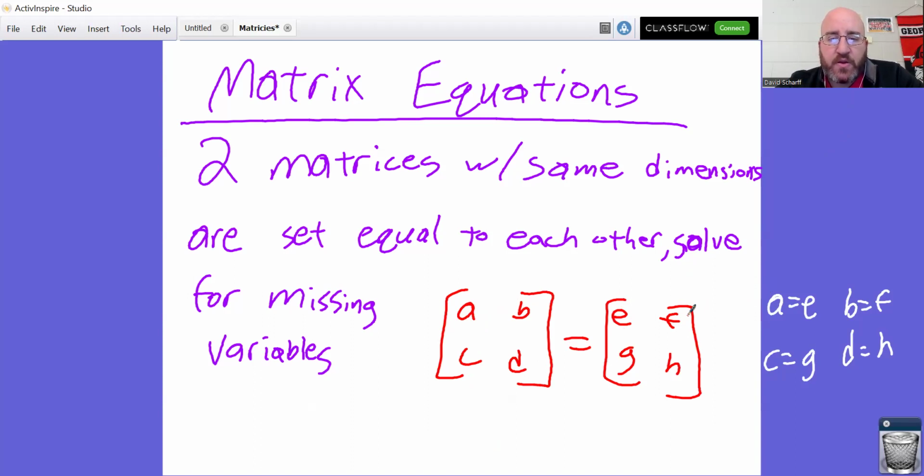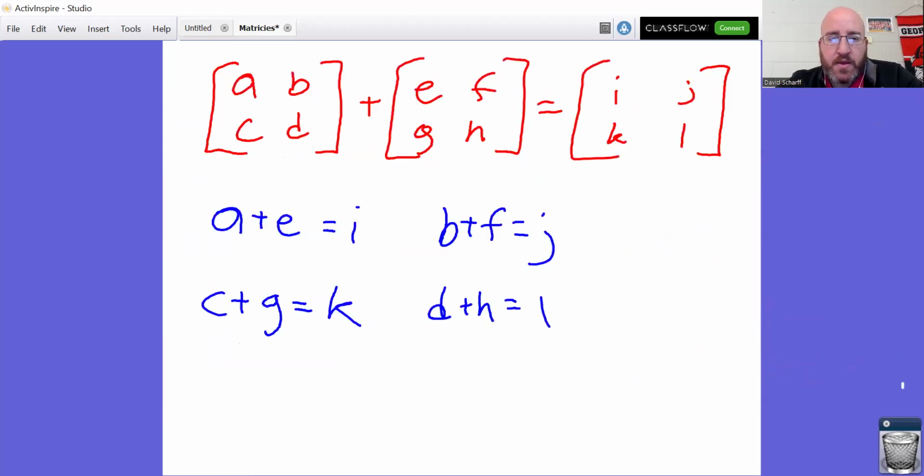Okay, so the examples I have, and I think most of the ones on your homework, you have to find A, B, C, and D. So you're actually trying to find those. You're not creating a matrix like we did with adding and subtracting. Okay. This is an actual matrix equation. So you have 2 equations set equal to a third one. And you basically make 4 mini equations down below.